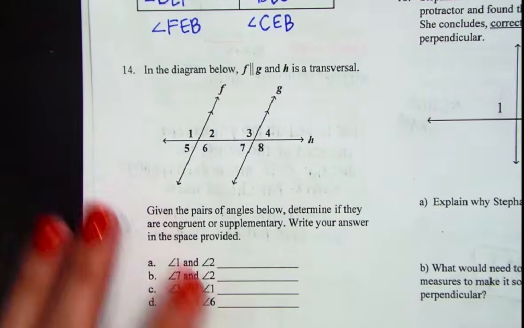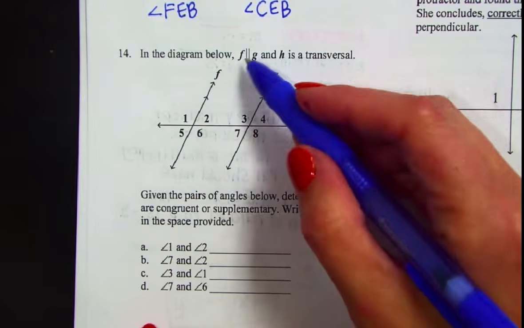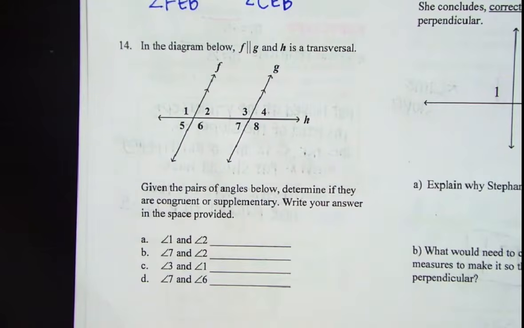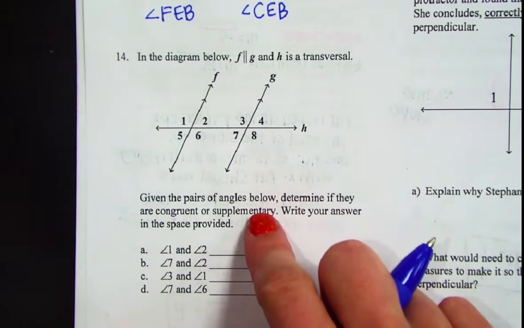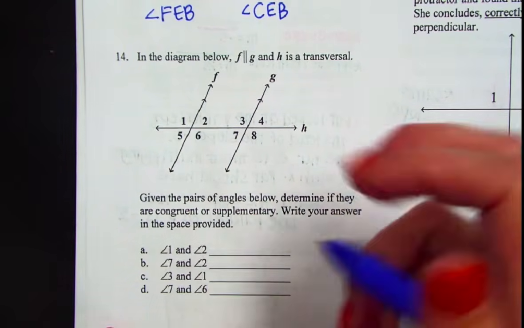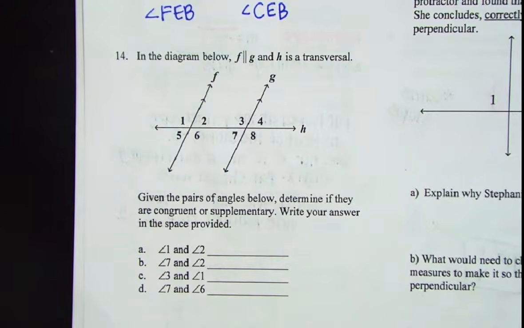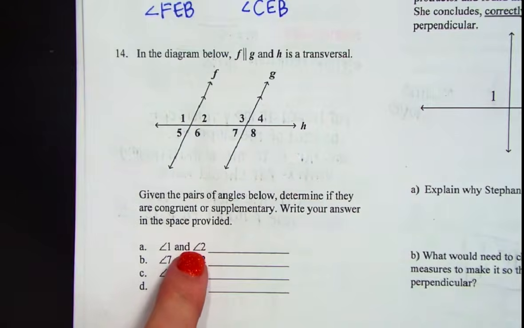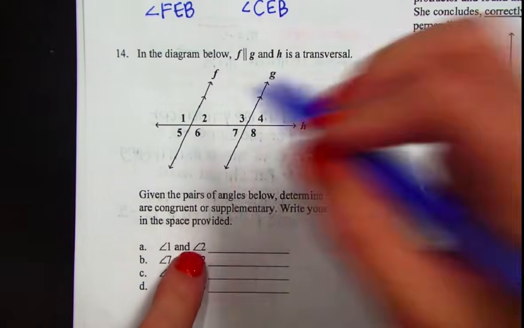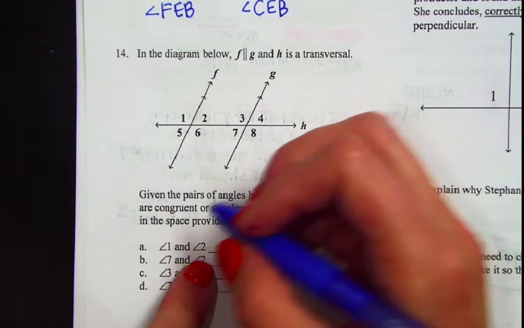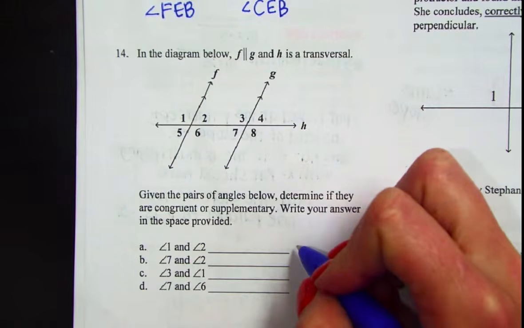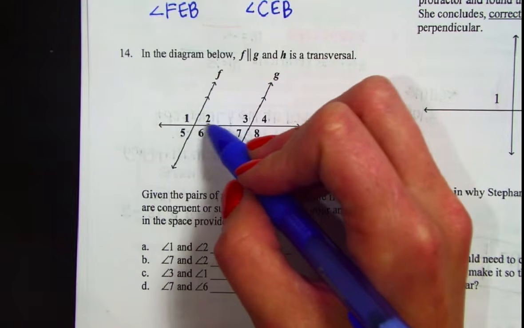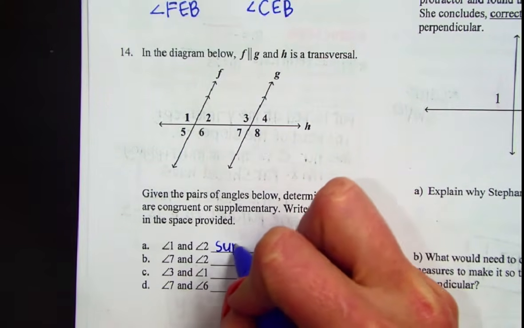Number 14, we are given that F is parallel to G and H is a transversal passing through. Given the pairs of angles below, determine if they're congruent or supplementary. So we will write that down here. First we're looking at angle 1 and angle 2. Angle 1 and angle 2 are a linear pair. A linear pair, those angles add up to 180 degrees. Those are supplementary.